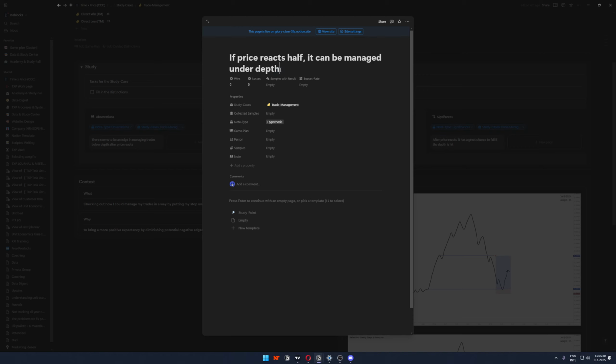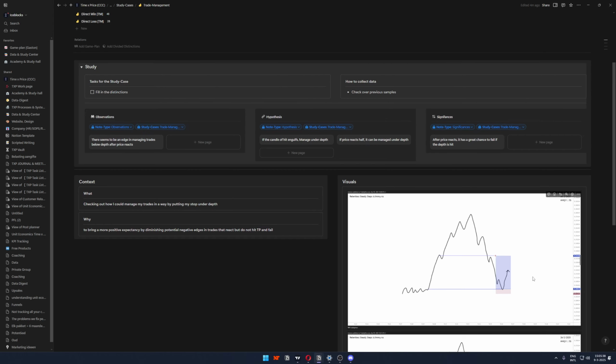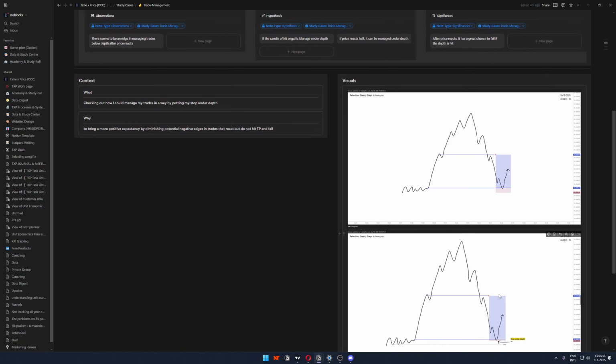In this instance, I mentioned this earlier on, if price reacts half, it can be managed under depth. So that simply means in this instance that if it reacts for half the position to the take profit I seek, I will move my stop under depth. So the under depth is quite non-negotiable and I don't want to adjust anything on that. And for example, within the trade, I could trail my stop, but I won't, as I want to let it play out the highest probability and make it easy for me to execute.